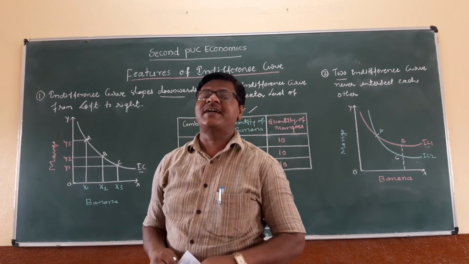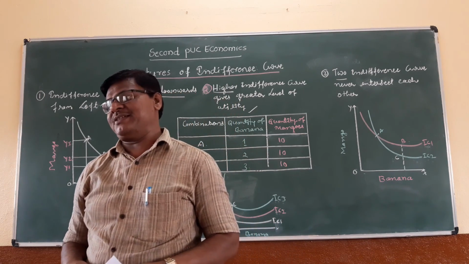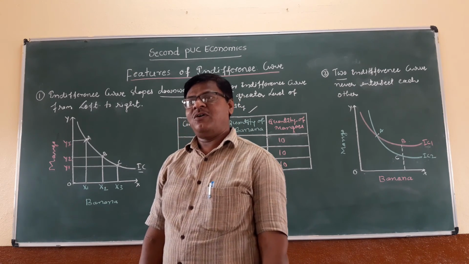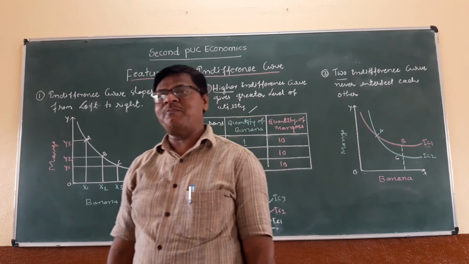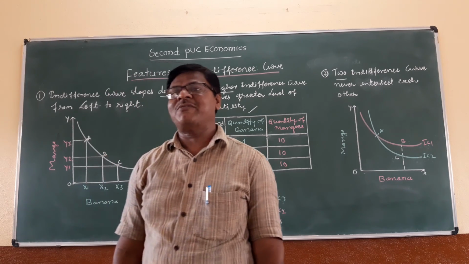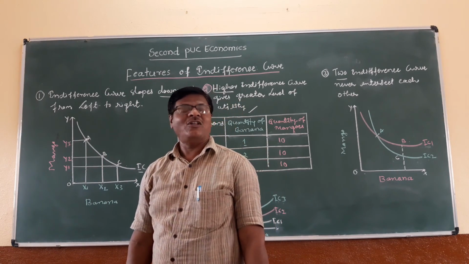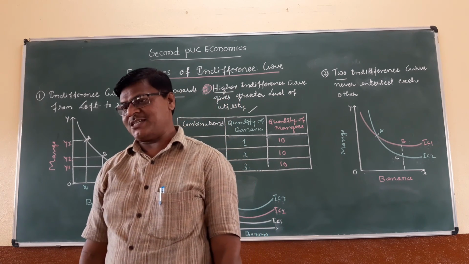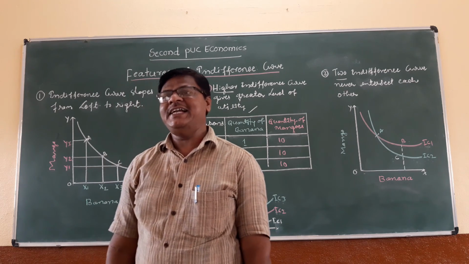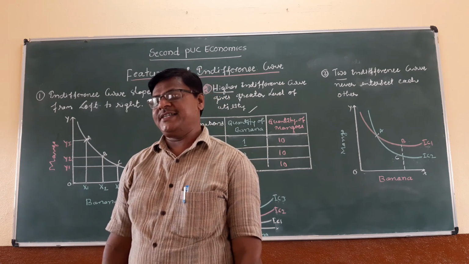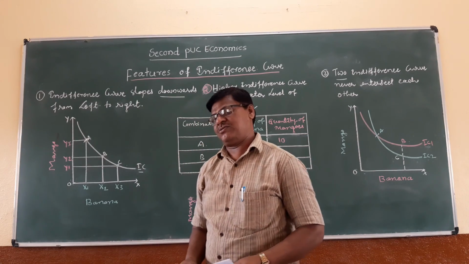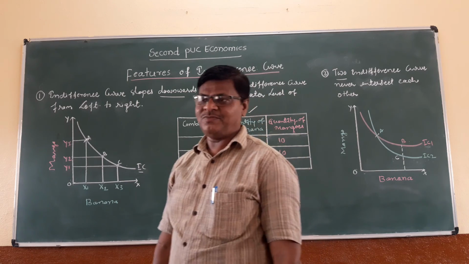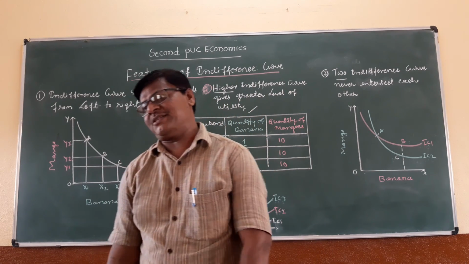Before we explain the properties of indifference curves, we have to understand the meaning of an indifference curve. An indifference curve is a locus of points showing all the combinations of two goods that give the same level of satisfaction. It is called the indifference curve. Now let us study the properties of the indifference curve.